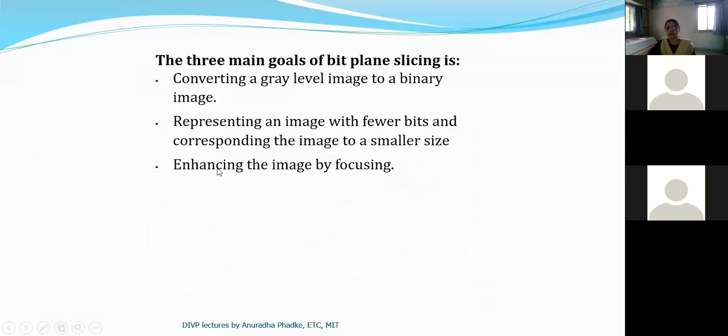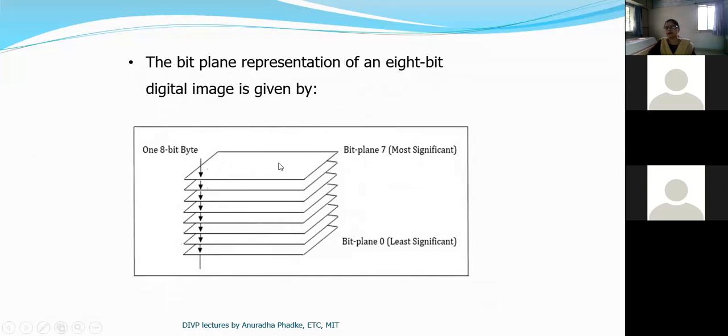And we can also enhance the image by focusing only on, say, the most significant planes. We know that as compared to least significant planes, most significant planes contribute more to the image data. So when we want to enhance the image, we can focus more on the most significant planes than the least significant planes. So this is the motive behind representing your gray image as binary planes.